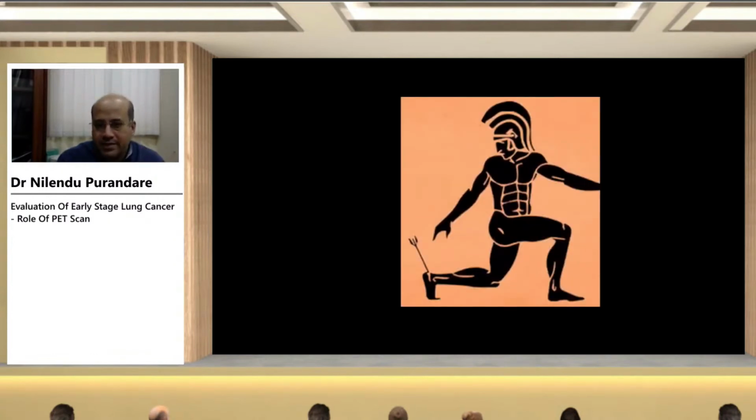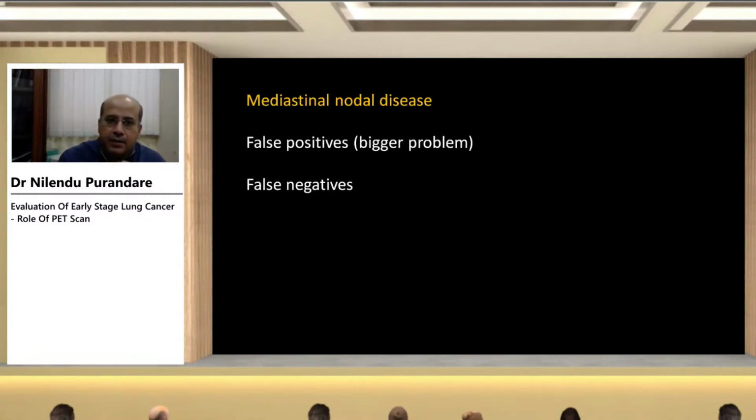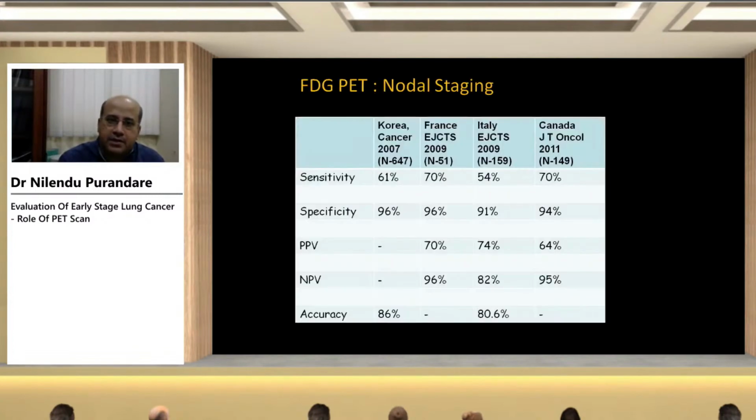Now, looking at these slides, it all looks hunky-dory, that PET is fantastic, but it does have its own limitations. PET has its own Achilles heel, which we need to know before we actually use PET-CT in practice. Mediastinal nodal disease remains a big problem with PET. There are both false positives as well as false negatives. False positives are actually a bigger issue, particularly in our country where there is a preponderance of granulomatous disease.